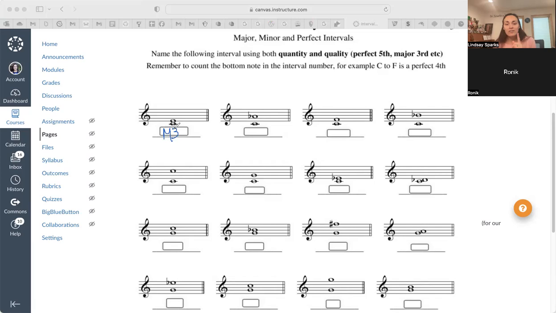Okay, so next one. C is on the bottom again, and then we have A flat. What's the raw interval here? 6. Good. Is A flat part of the C major scale? No. A natural is part of the C major scale. So compared to A natural, A flat is a half step narrower. So what's the quality here? We need to go a half step narrower than major. Minor. Yeah, minor 6.